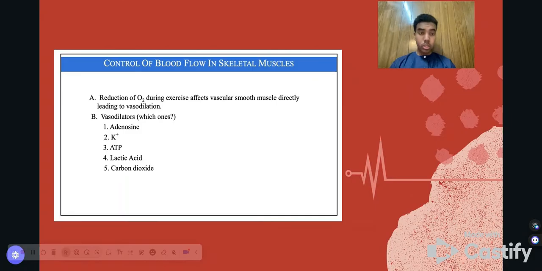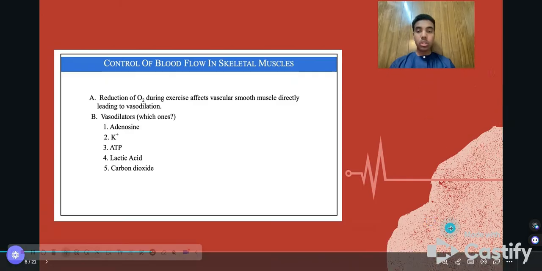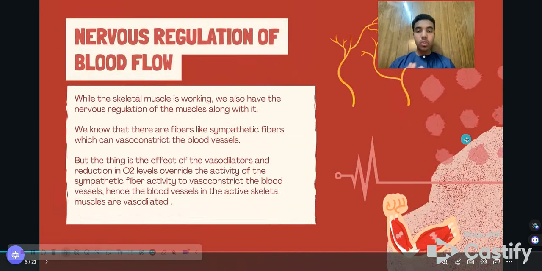Anyways, control of blood flow in skeletal muscles. When you have reduced oxygen during exercise, your smooth muscle is going to vasodilate to let more oxygen reach your tissues. And what are these vasodilators? You've got adenosine, potassium, ATP, lactic acid, and carbon dioxide. Okay. Nervous regulation of blood flow.